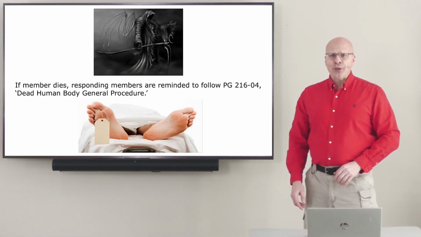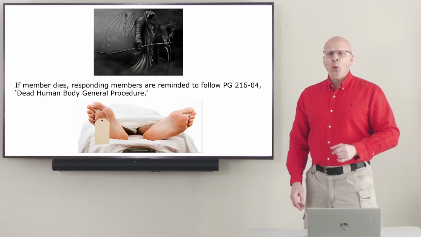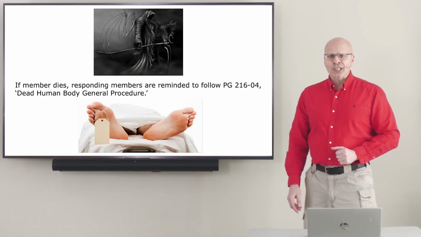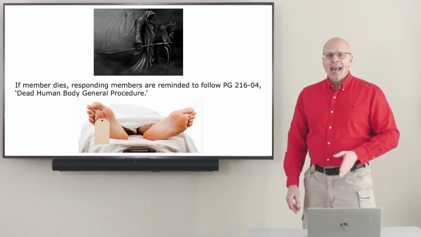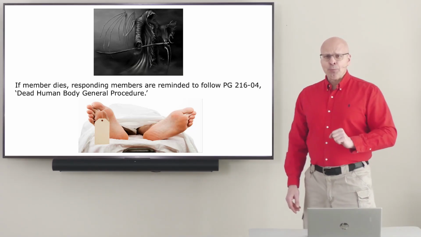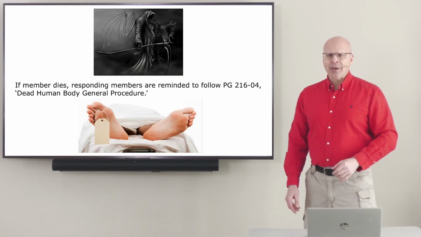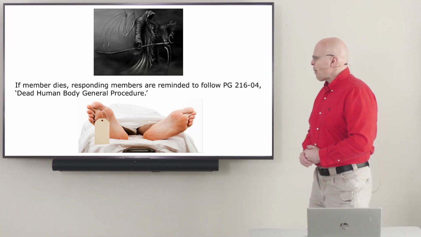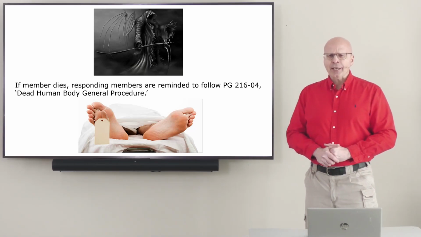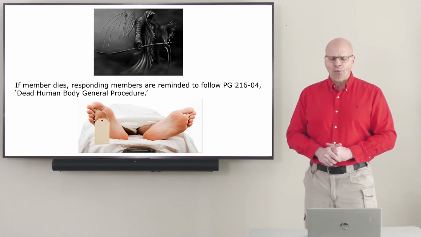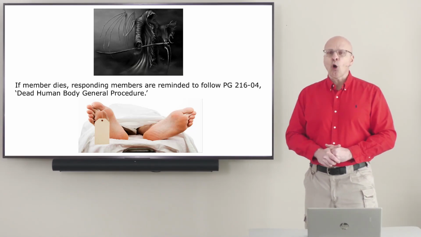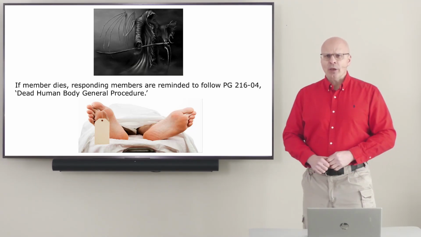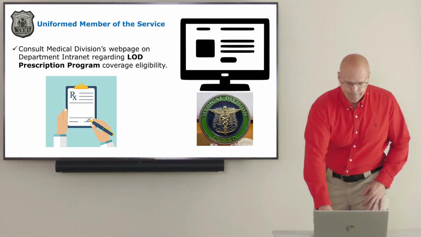Now, in this procedure, 330.03, we're following this procedure when the uniformed member of service is injured or dies. And in addition to following this procedure, there is another procedure we have to follow if the member dies. If the member dies, responding members are reminded to follow PG 216.04, the Dead Human Body General Procedure. So you'll have to follow both procedures when the member dies.